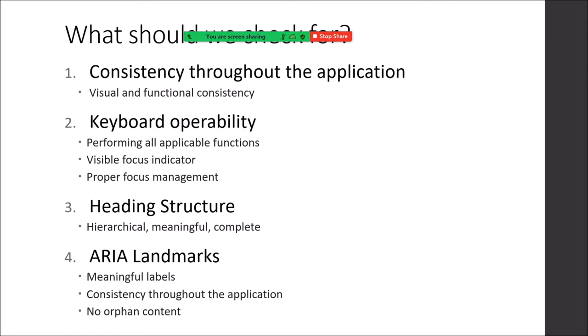ARIA landmarks are a means to provide semantic information about the big objects or big containers that you are using. There are 7 predefined ARIA landmarks. Main: where do you put your main content? The main information is the core information of your page. There is another landmark called banner, which, as the name says, is usually used to maintain the banner information. Navigation, and contentinfo, which is a fancy or ugly name for footer. There are also search, complementary, and so on.